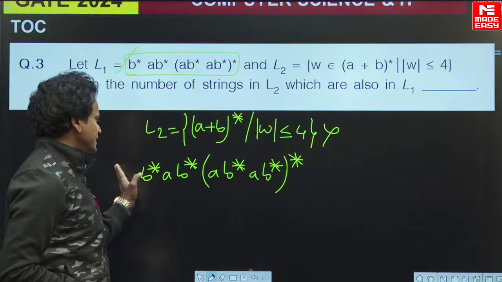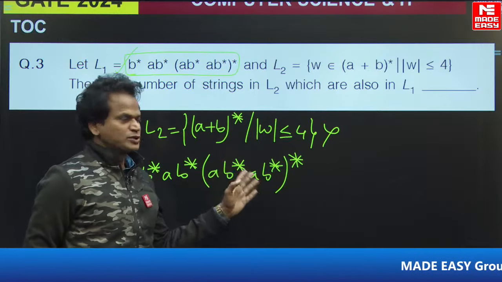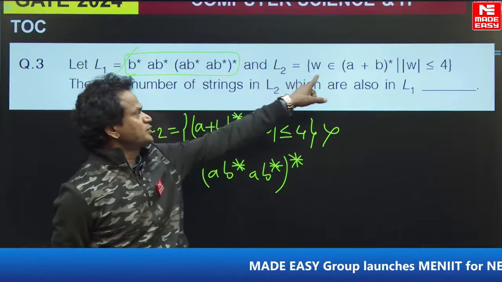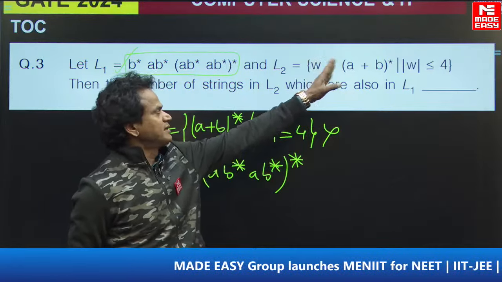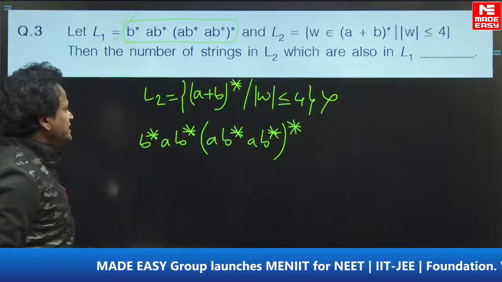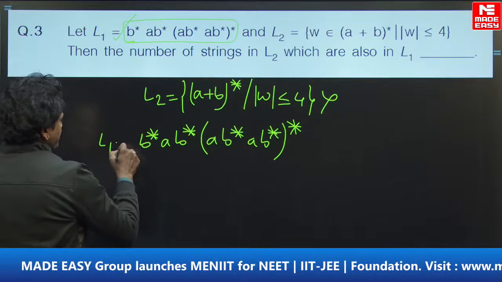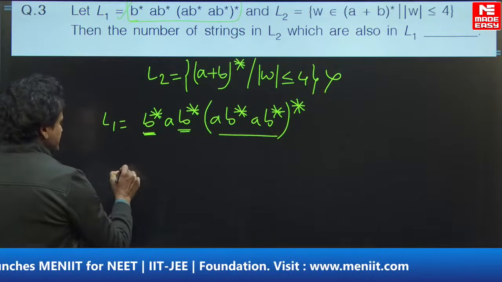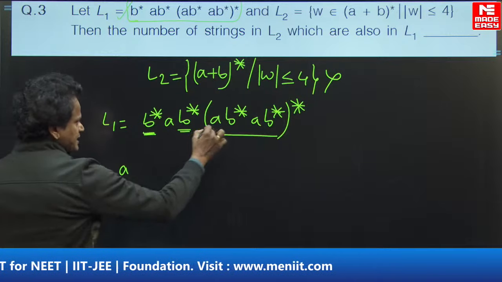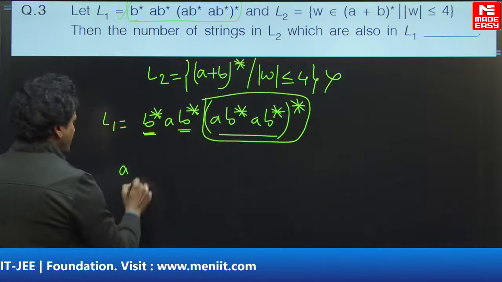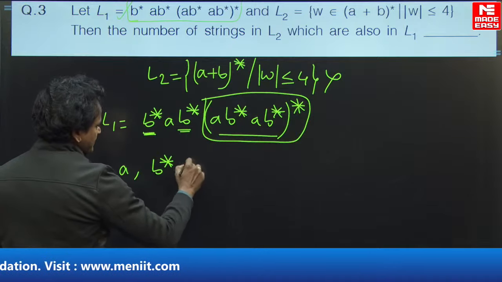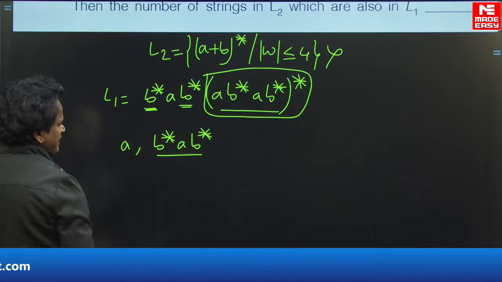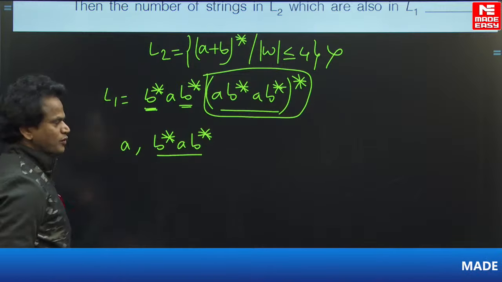L1 contains strings from minimum length 1 to any length. So we will check only those in L1, since every string in L1 up to length 4 is also in L2. That is the reason I am leaving L2 and taking L1. So what is the smallest string here? If I take epsilon for the B stars, the smallest string is A. Otherwise, taking B star AB star, what different strings can we get? One is A, which we have already taken. So length less than or equal to 4. Length is 1.